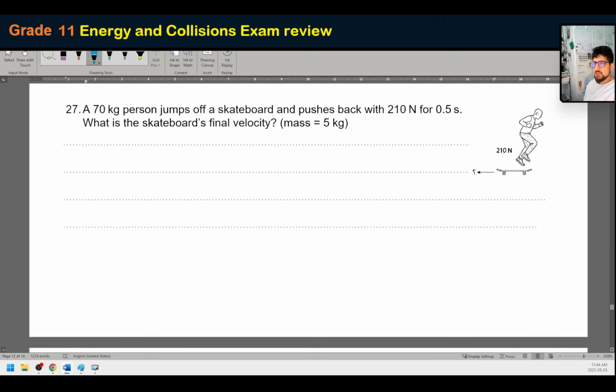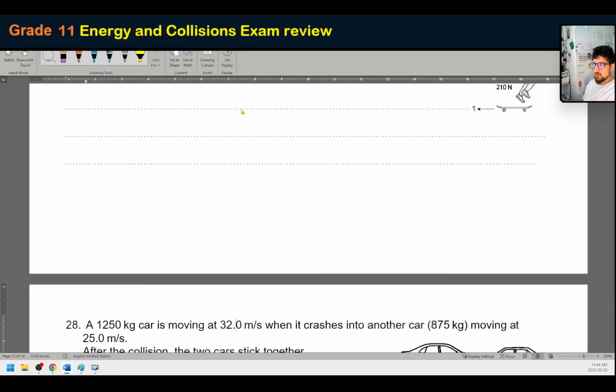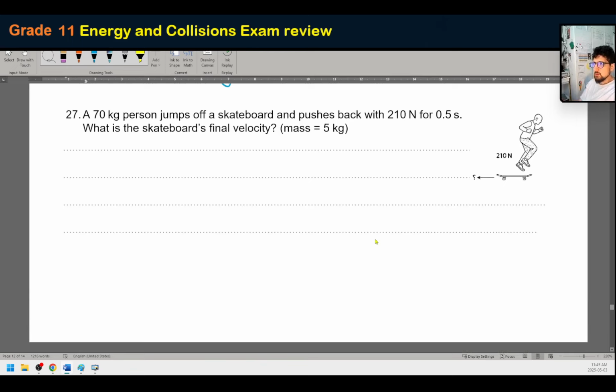Let's keep going. A 70 kilogram person jumps off a skateboard and pushes back with 210 newtons for 0.5 seconds. What is the skateboard's final velocity? Okay. So once again, we know that impulse, let's see, 0.5 seconds. So okay, this one is talking about conservation of momentum. So we need to work out the momentum of the person. Do we? Let's work that. No, we don't. We just need to work out the impulse.